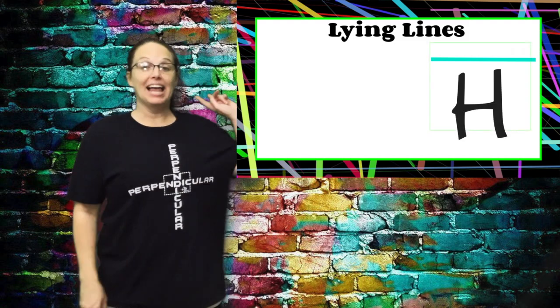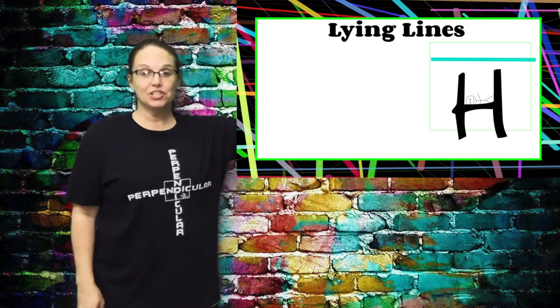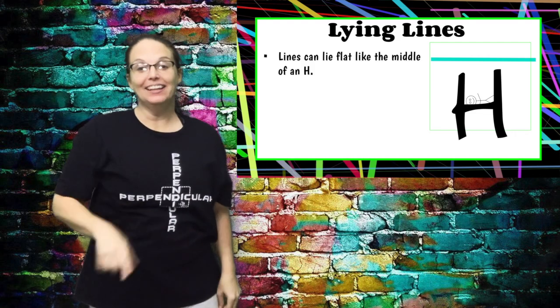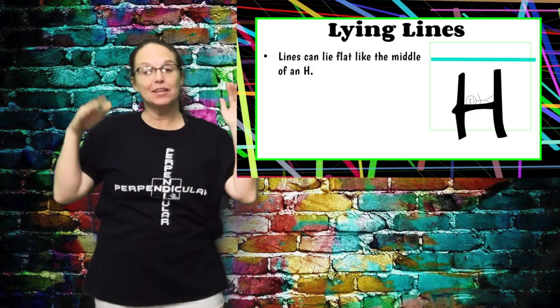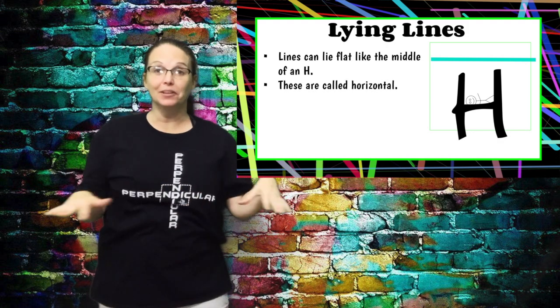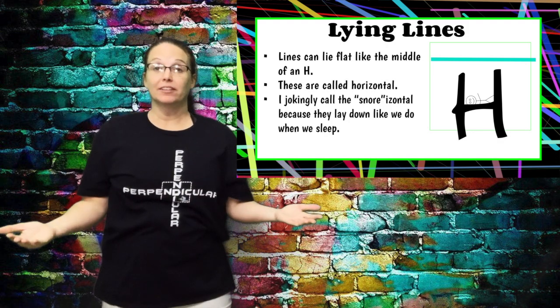Lines can lay flat, like the middle of an H. These are called horizontal lines. I jokingly call these snorizontal lines because they're the way we lay down when we go to sleep. And if you look at the H, and on the PowerPoint, you can see my little dude laying down in the middle of his bed. He's got the headboard and he's got the footboard and he's laying down like the middle of an H. That's what horizontal lines are.